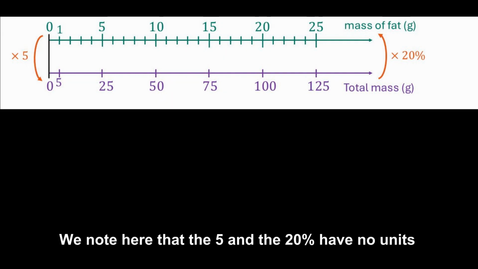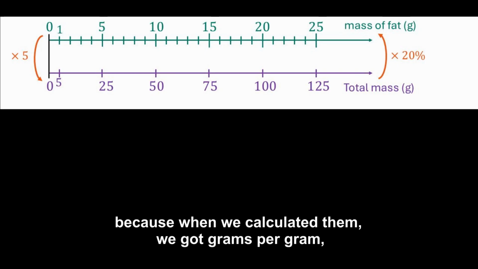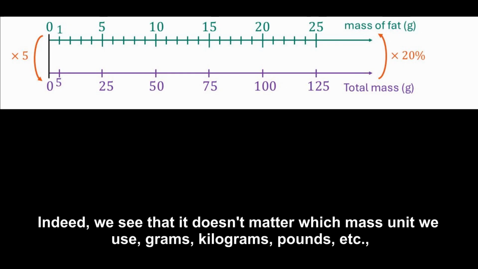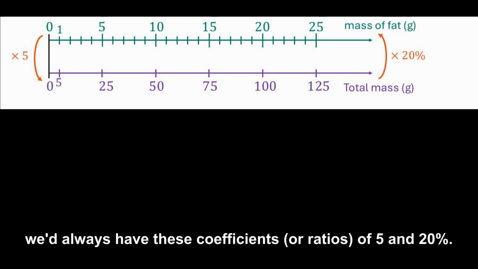We note here that the 5 and the 20% have no units, because when we calculated them, we got grams per gram, and as it's the same unit, it disappears. Indeed, we see that it doesn't matter which mass unit we use, grams, kilograms, pounds, etc. We'd always have these coefficients or ratios of 5 and 20%.